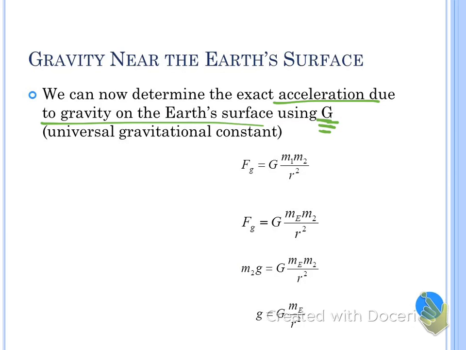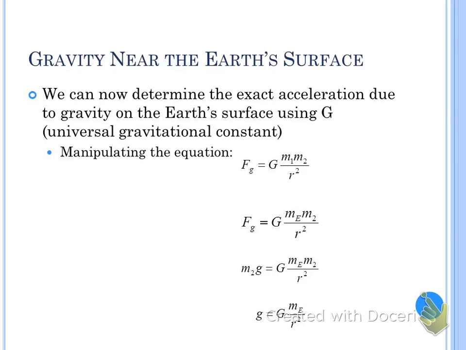Okay, so we're going to start with our universal law of gravitation equation. I'm going to walk you through the steps that it takes to get to our little g equation here. You don't necessarily have to have this whole derivation in your notes, but I am going to walk you through how we get from point A to point B. So again, we're going to start with our universal law of gravitation equation. F sub g equals g times m1 m2 over r squared.